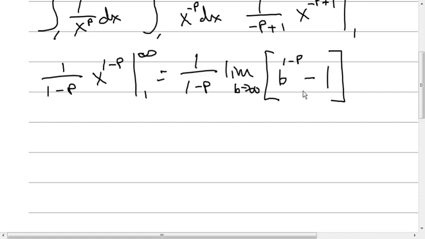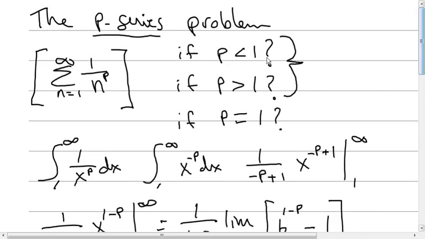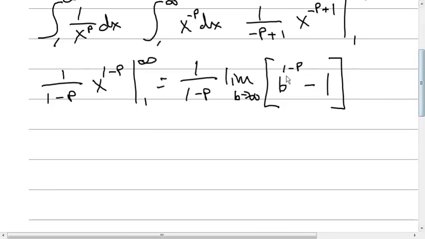We can take a look and see what happens now. What are our limits going to be? If p is actually less than 1, what happens here? We get 1 minus a number that's less than 1, so that's a positive number, a positive power. Infinity raised to any positive power is going to be infinity. So if p is less than 1, we diverge.